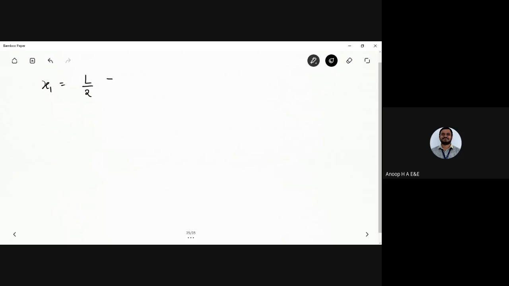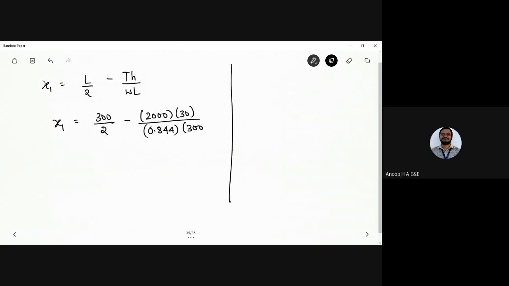x1 is L by 2 minus TH divided by WL. So what is x1? 2000 into 30 divided by 0.844 into L, which is 300. Similarly, what is x2? x2 is L minus x1. Okay, L minus x1.